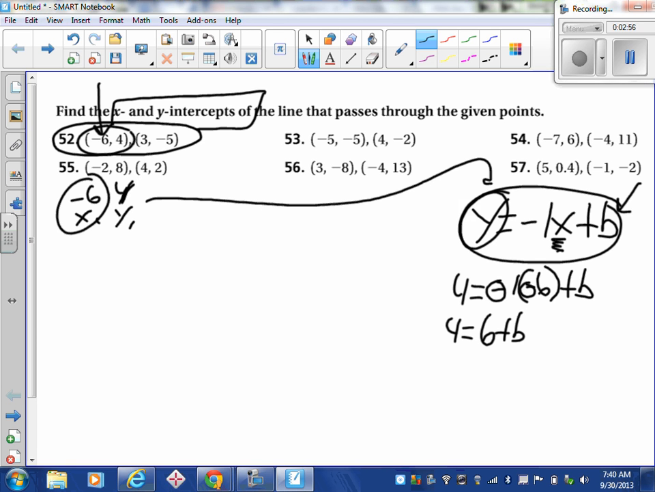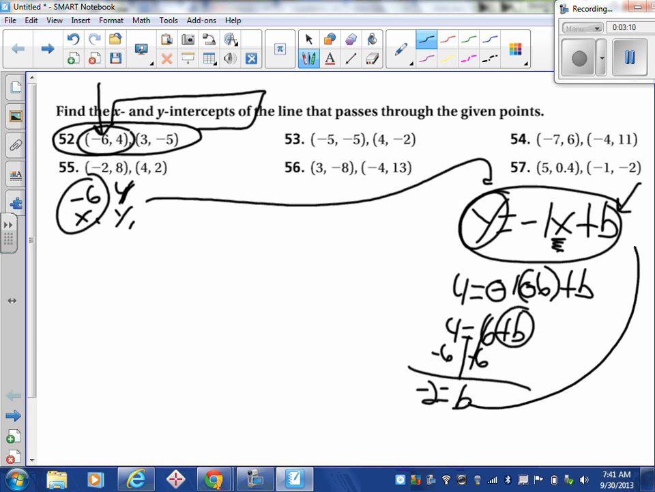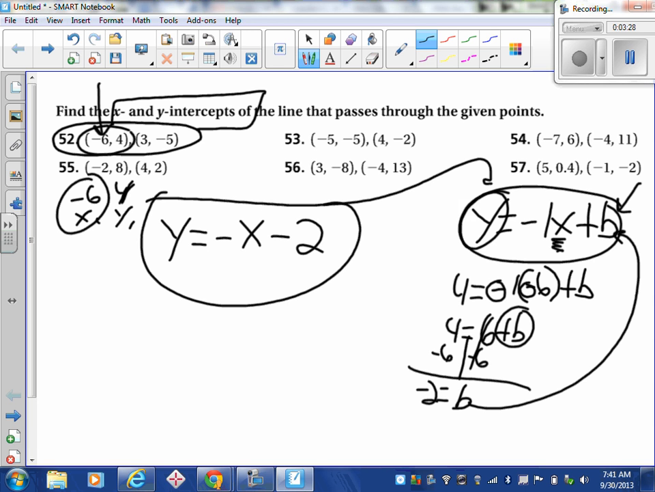And then I want to get b by itself. On my wall, I'm going to subtract 6 from both sides. And I got -2 equals b. So I can just substitute that in for there. So my equation in slope-intercept form is y equals -x minus 2. So here is my equation in slope-intercept form.